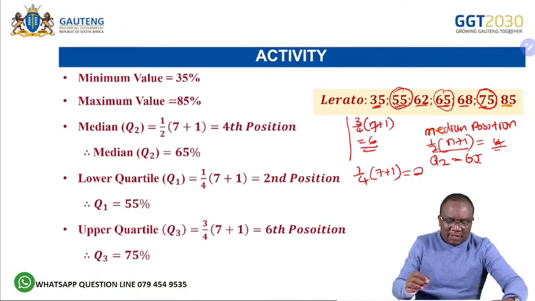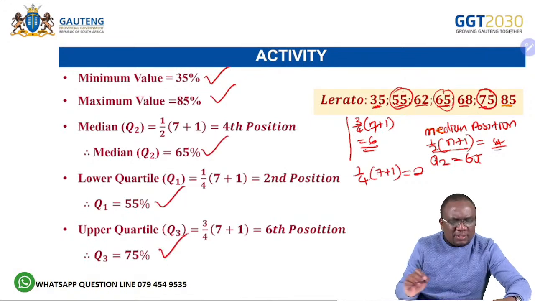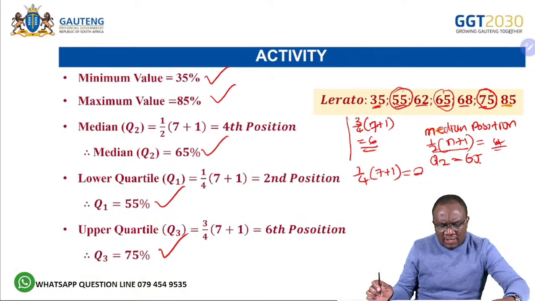So this is our 5-number summary for Lerato: minimum, maximum, median, lower quartile, upper quartile. Okay? Right. Can you do the 5-number summary for John? And I'm going to give you 5 minutes. Let's do it in 5 minutes.